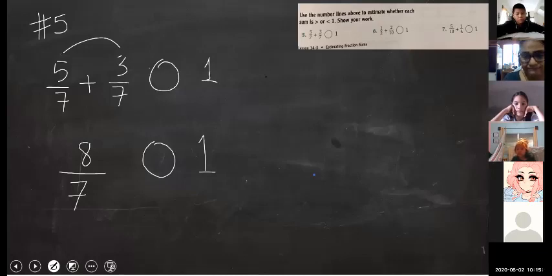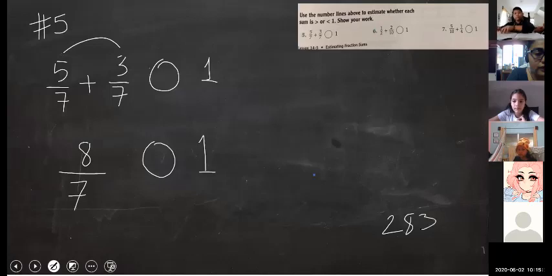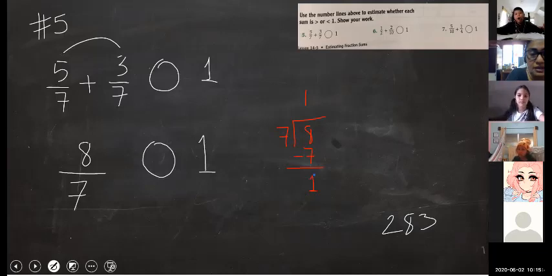Division. Okay, we are on page 283. Let me write it. 283, problem number 5. Okay, you need to divide. Let's divide. Let me change the color to divide. 8 divided by 7 is just 1 time. 1 times 7 is 7. Let's subtract, 1.